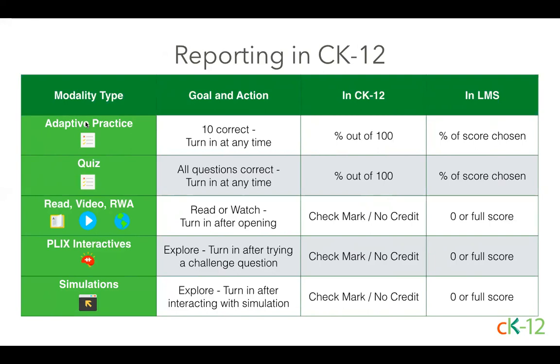For adaptive practice, that goal is 10 correct, and for a quiz, it would be the percent correct out of the total number of questions that you set for that quiz. Our other modality types are really learning and exploratory modality types. So we just give incomplete and complete scores. So in CK12, you'll see a check mark or no credit. In a learning management system, they would have a 0 or the full score that you've assigned for that assignment. For the text and video modalities, they can turn that in once they open it. For interactives, we actually force them to interact with those interactives or simulations just a little bit before they're allowed to actually turn that content in.